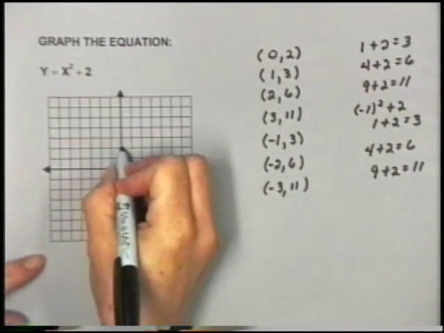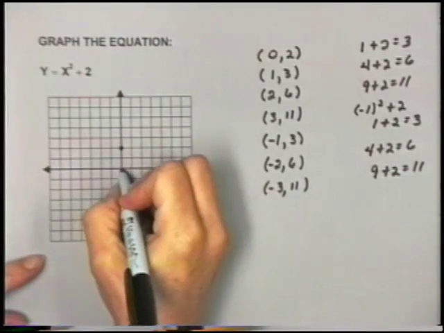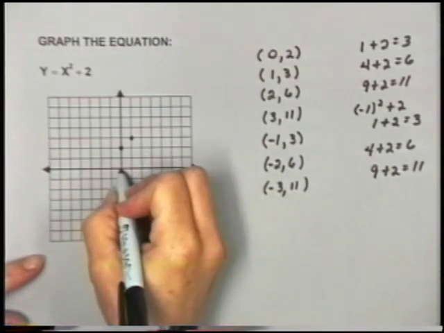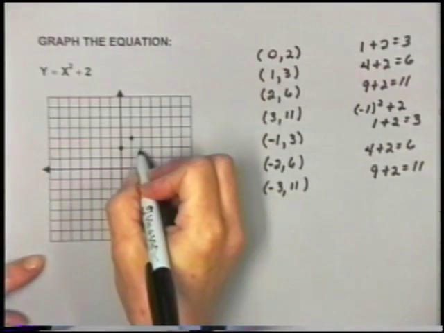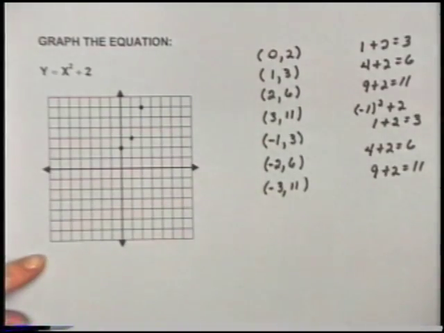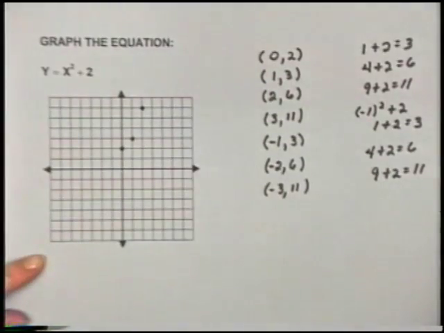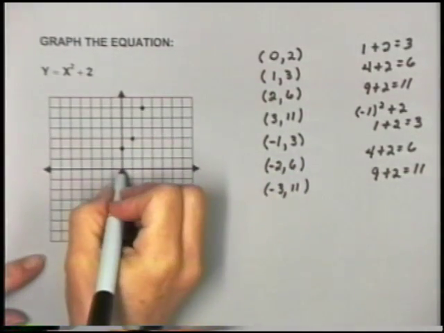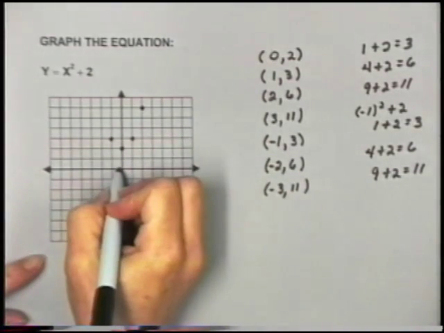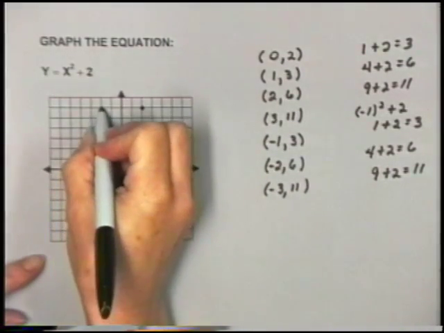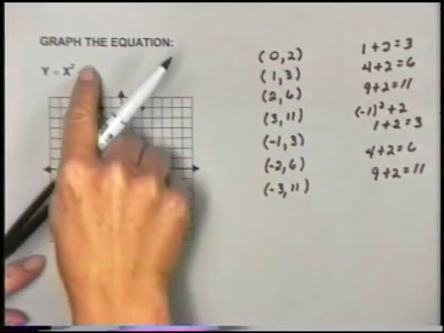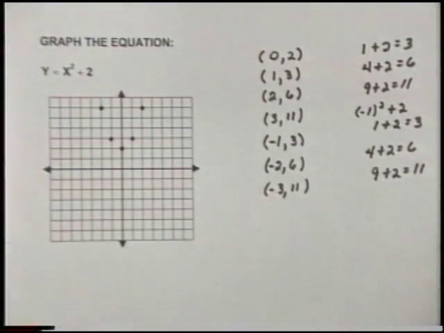0, 2. X is 0, I will go up 2. 1, 3, so to the right 1 and then up 1, 2, 3. 2, 6, to the right 2, up 1, 2, 3, 4, 5, 6. Of course, I cannot locate that point 3, 11, but it would be up here somewhere, wouldn't it? Let's locate negative 1, 3. To the left 1 and then up 1, 2, 3. Negative 2 and then positive 6, counting up. And of course, again, this negative 3, 11 is too big for my graph, but it would be up here.